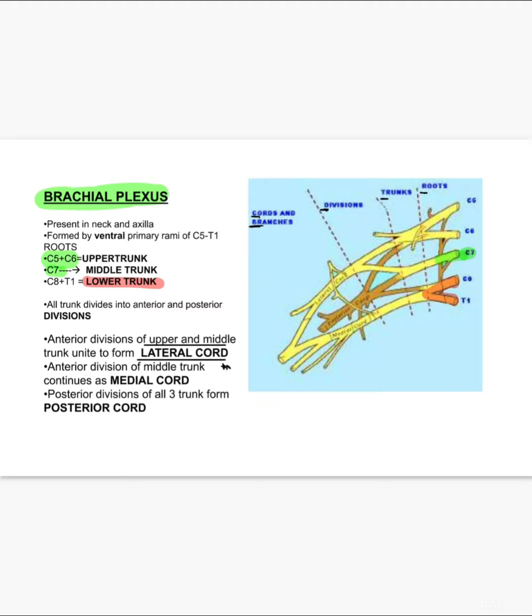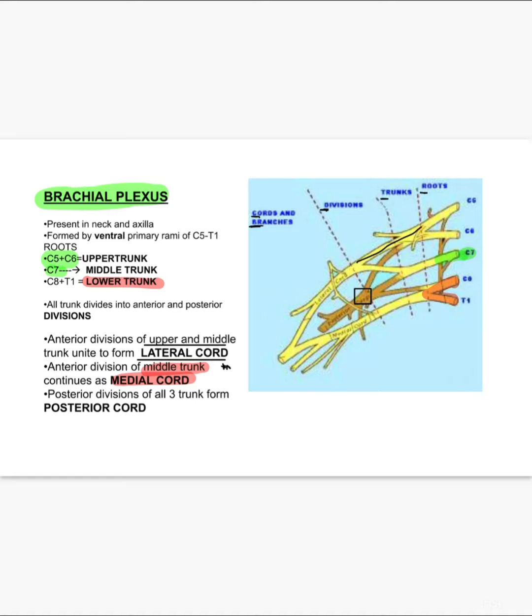Anterior division of the middle trunk continues as the medial cord. Then the posterior divisions of all three trunks form the posterior cord. Means if you see, all of them combined. So that is your posterior cord. Do you see all three combining?